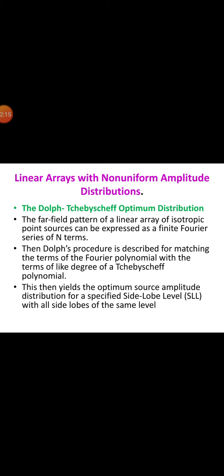So the far field pattern of a linear array of isotropic point sources can be expressed as a finite Fourier series of n terms. Then Dolph's procedure is described for matching the terms of the Fourier polynomial with the terms of like degree of a Chebyshev polynomial. This then yields the optimum source amplitude distribution for a specified side lobe level, with all side lobes of the same level.